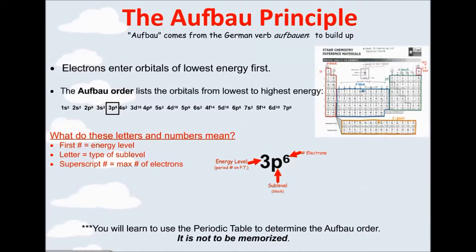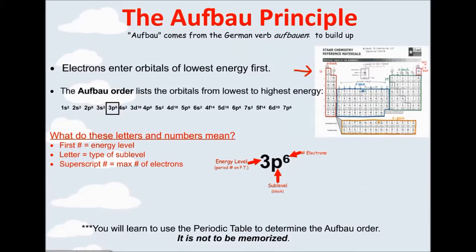So what does that mean exactly? The rule is that electrons enter orbitals of lowest energy first. Well, if we look at the periodic table, the lowest energy is right here, 1. The Aufbau order lists the orbitals from lowest to highest energy.